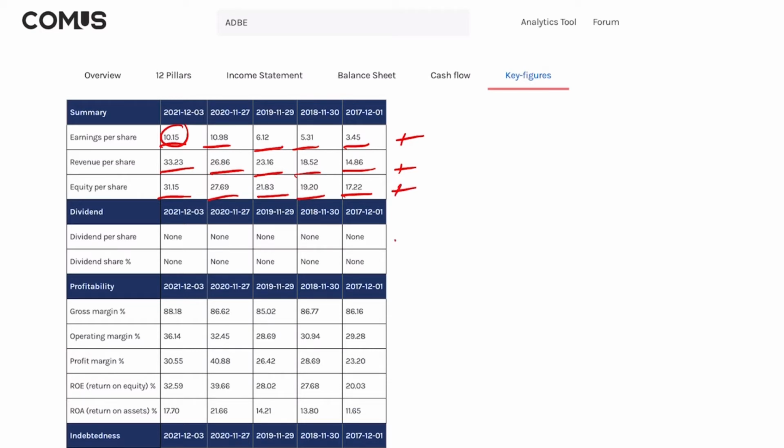That is a plus. It is a shame they don't pay out any dividends, because I like companies that pay out dividends, and also where the dividends are growing every year, because I like that recurring income.